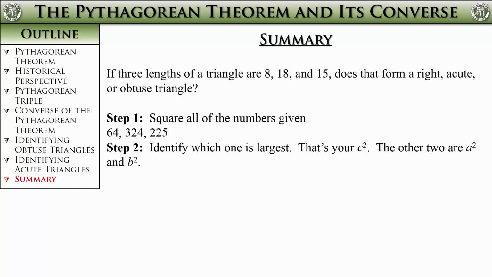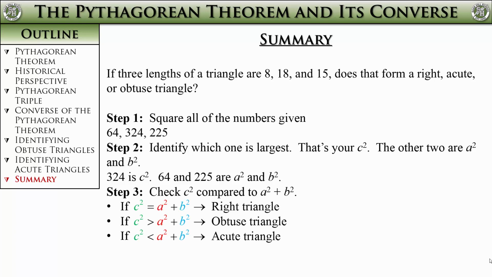The other two numbers are a squared and b squared. It doesn't matter which is which. In this problem here, that means 324 becomes our c squared, 64 and 225 are a squared and b squared. Our final step is to check c squared compared to a squared plus b squared. Your problem will fall into one of those three categories. In the example I have going here, since 64 plus 225 is 289, we need to compare 324 and 289. Hopefully that's not too difficult. Since 324 is too big, then our triangle is obtuse. It's always the same three-step process for all these type problems.